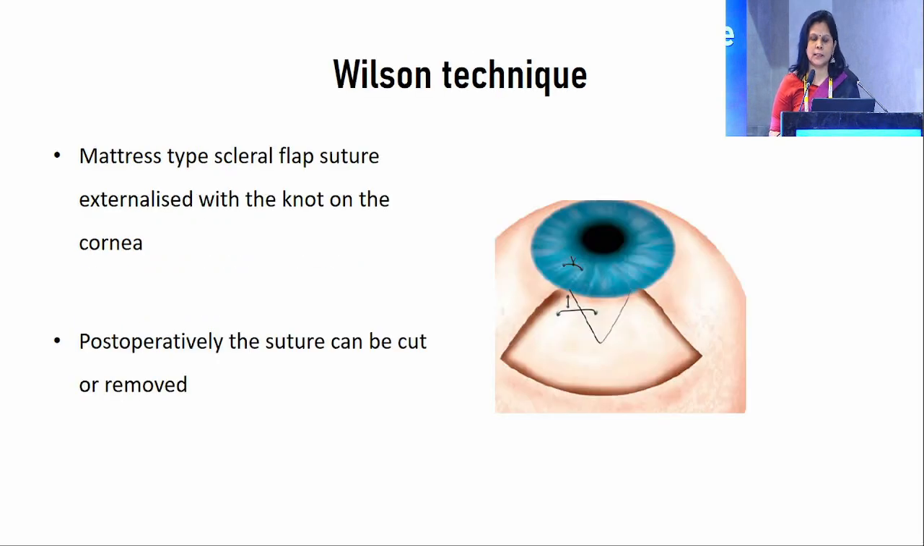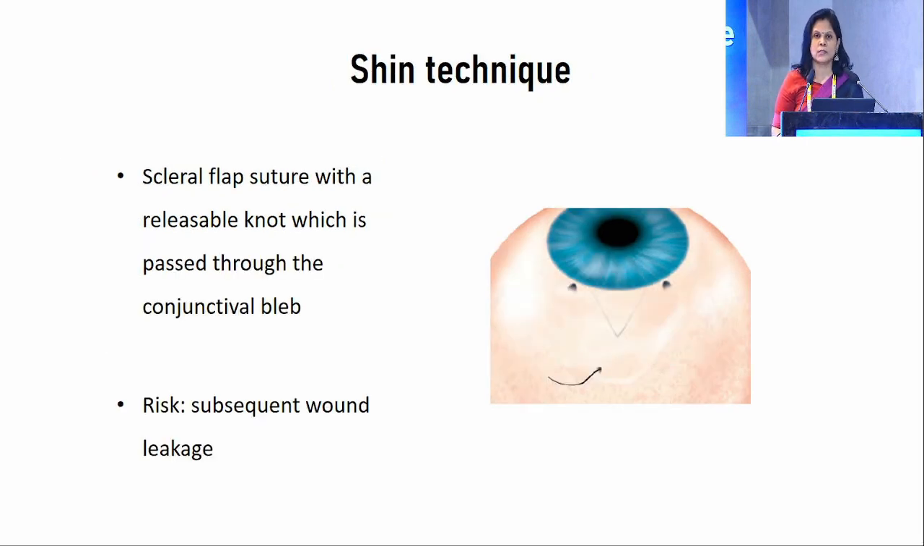The techniques are different. There is the Wilson technique, where a mattress type scleral flap suture is externalized with a knot on the cornea, and postoperatively the suture can be cut or removed. This is the Shin technique, another technique, where the scleral flap suture with a releasable knot is passed through the conjunctival bleb, but the problem is the subsequent wound leakage when you release the suture.